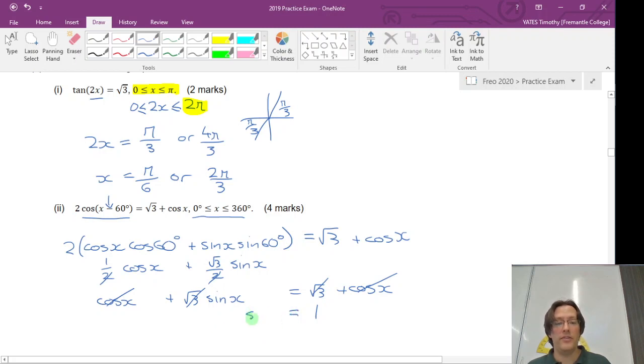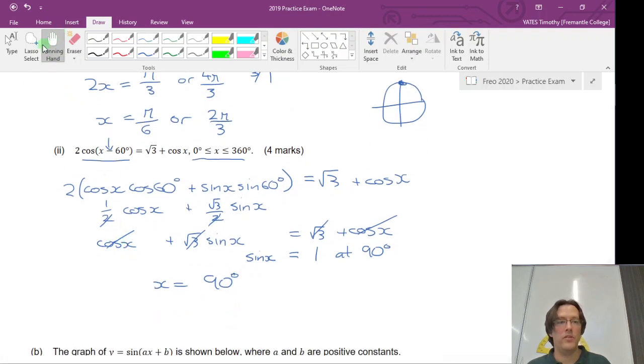When is sine x equal to 1? Well, it's only equal to 1 at 90 degrees. That's the only time. Remember that our y-coordinate is what sine is on the unit circle. The only time it's at 1 is up at the very top. So x equals 90 degrees. Oh, x equals 90, yeah, 90 degrees. There we go. So there we have it.